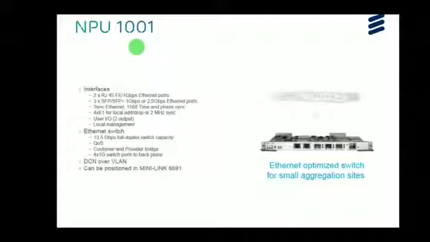NP is nothing but node processor unit. It is the heart of the node. It has the following interfaces. It has two RJ45 fast Ethernet, 1 Gbps Ethernet ports. It has two RJ45 fast Ethernet ports, 3 SFP plus 1 Gbps or 2.5 Gbps Ethernet ports, which is nothing but 3 optical ports.